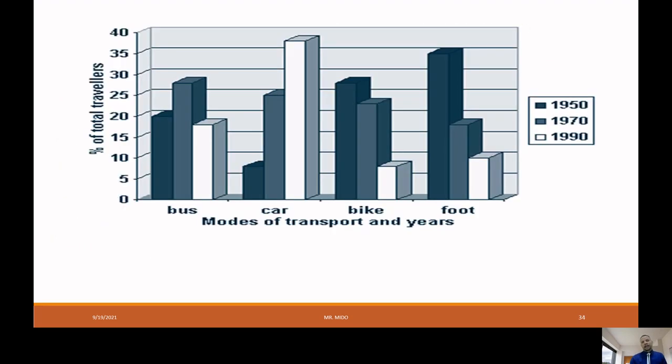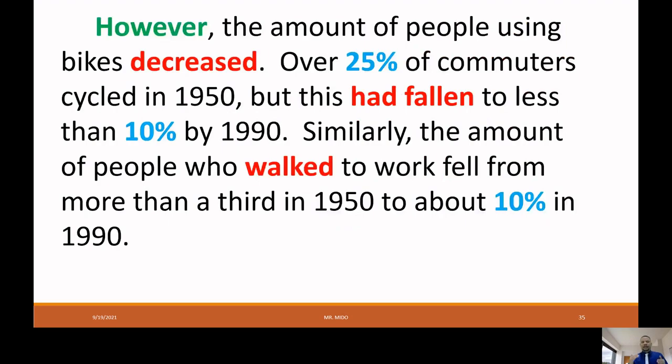Okay, the next paragraph is about bikes. However, because the highest point was cars, now the second point is not the highest, so it's a comparison, and I can use, as I told you, however, for contrast. The amount of people using bikes decreased in the past, simple. From the graph, over 20% of commuters cycled in 1950, but this had fallen, past perfect, to less than 10% by 1990.